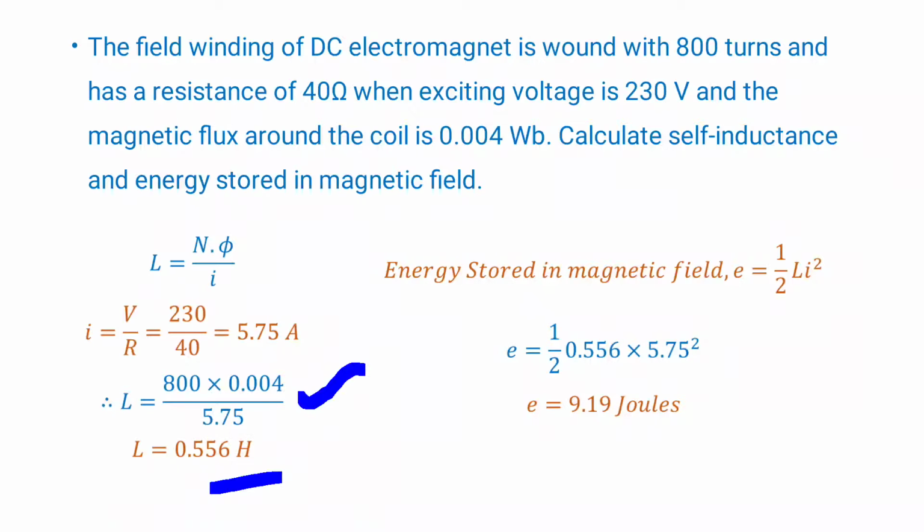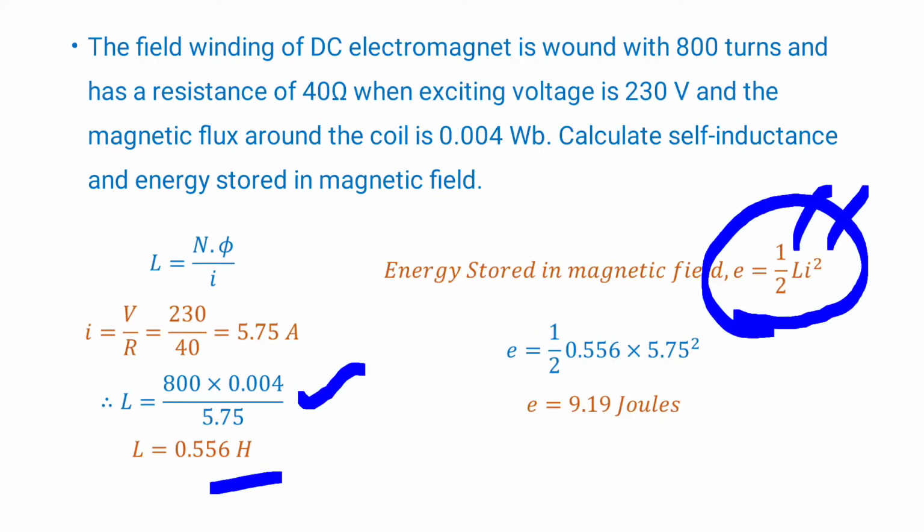Next, we have to calculate the energy stored in the magnetic field. The energy stored in the magnetic field has the formula half L I squared. We know L and we know I. Directly substitute the values and find it. E, the energy stored in the magnetic field, is equal to 9.9 joules.